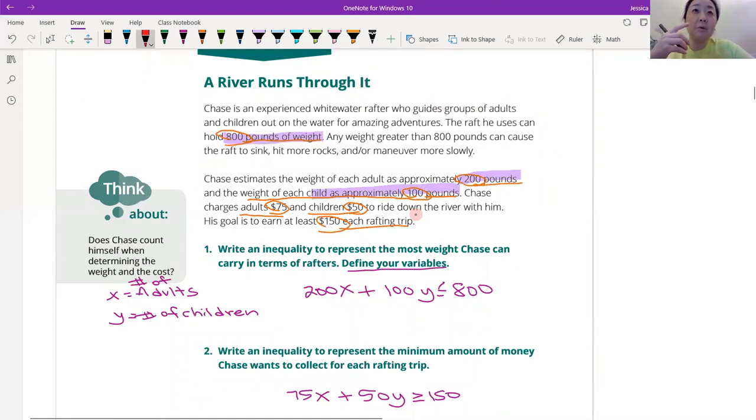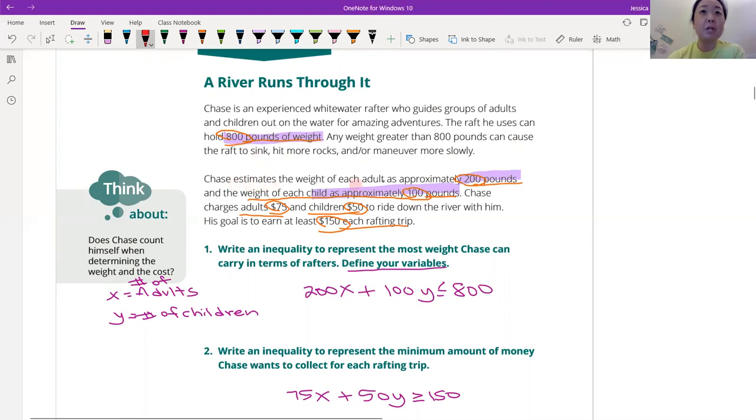And so the raft he uses can hold 800 pounds of weight. This is important because if you exceed the 800 pounds of weight, it could do a couple of things. It could cause the raft to sink, bad days. It could hit more rocks, which means tear the boat, bad days. That boat is expensive. Or number 3, it can maneuver more slowly, which means not a very amazing adventure. It's a very slow adventure, right? So we don't want any of those things to happen, or any combination of those things to happen. So therefore, it should be up to 800 pounds, nothing more than that.